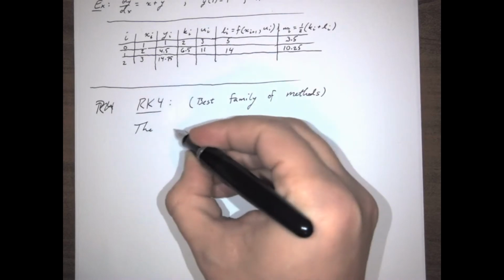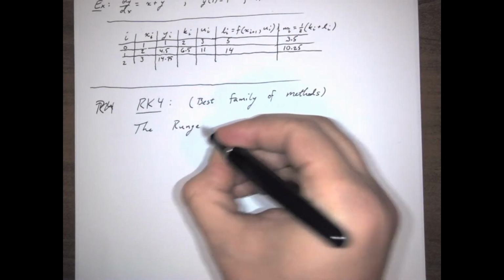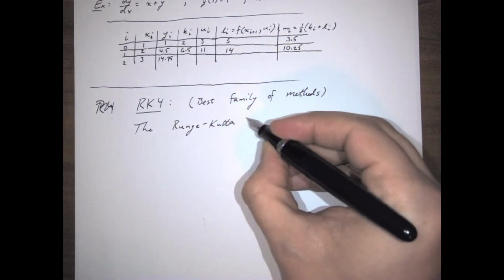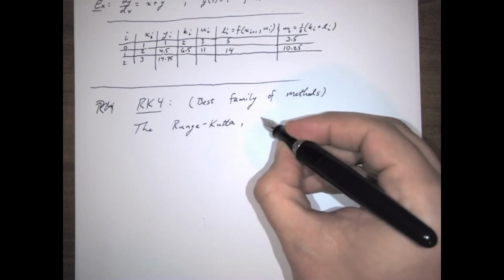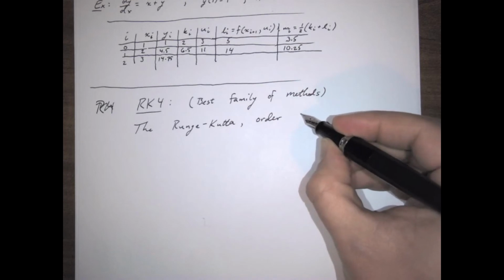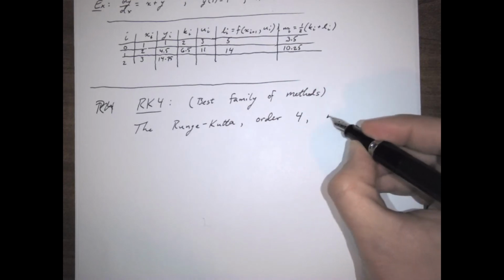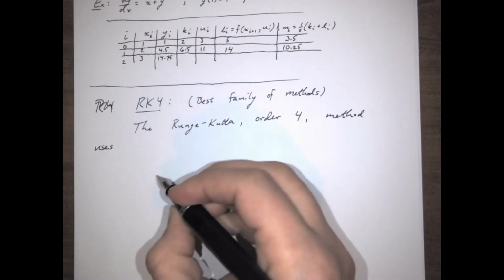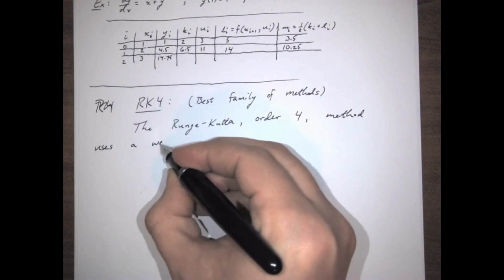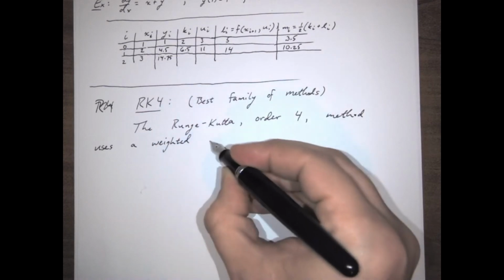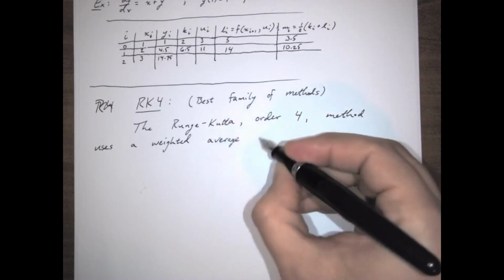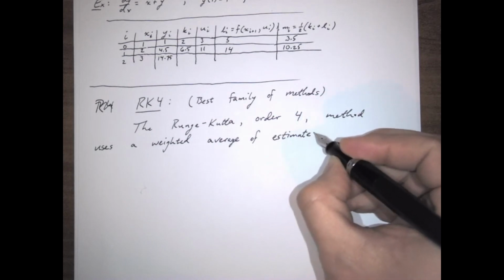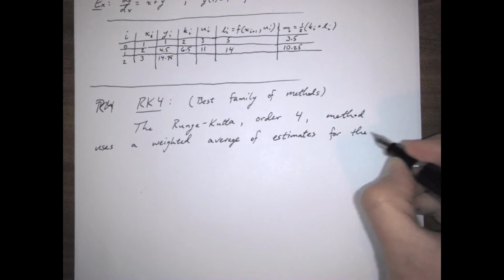So the Runge-Kutta order 4 method uses a weighted average of estimates for the slope.